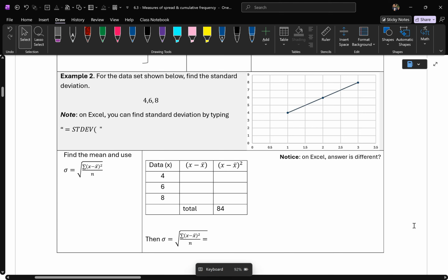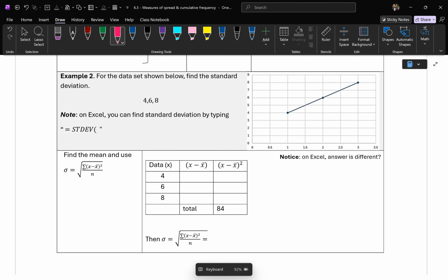Example 2. I tried to illustrate on Excel how to calculate your standard deviation. Now, you can use Excel or you can use a calculator for this. Okay? I'm just explaining this process. I want you to sort of listen to it. Okay? All right, here we go.